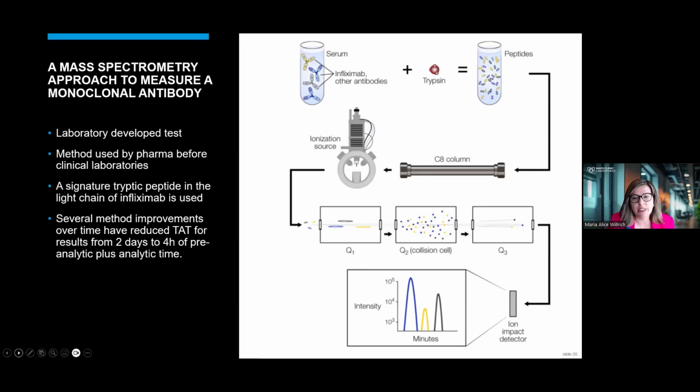There have been numerous process improvements over the years. This used to be a 2-day test in the lab, and currently it's only 4 hours. The test is very robust, precise, and we perform thousands of specimens every month.